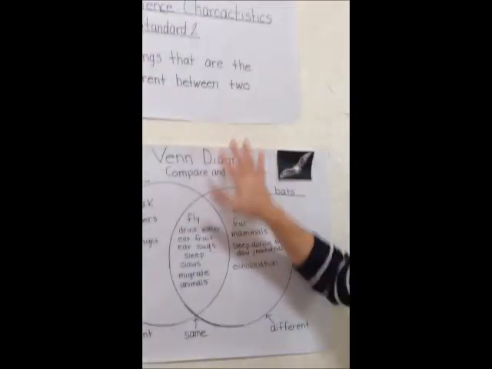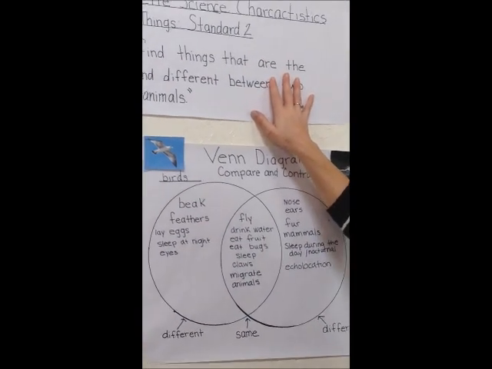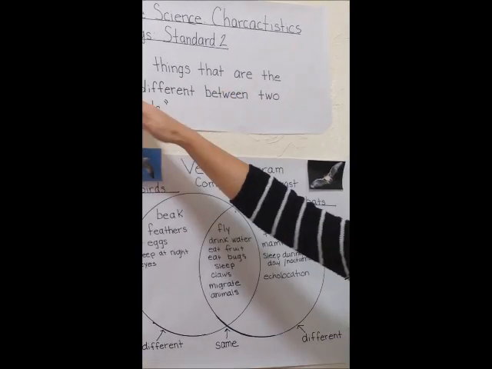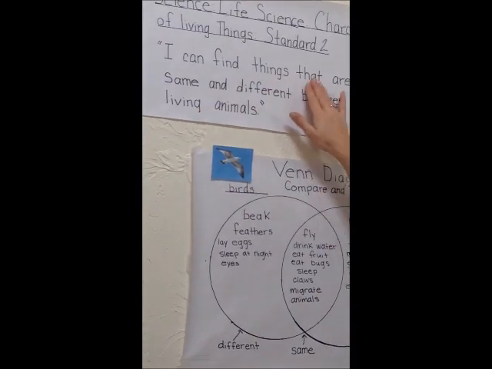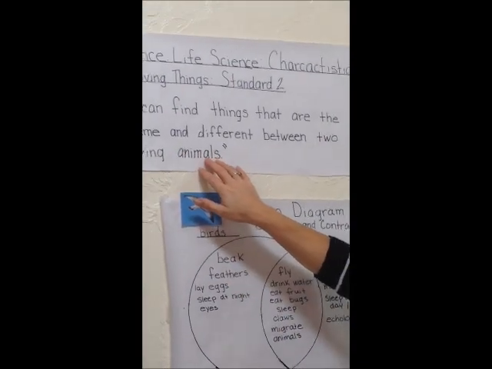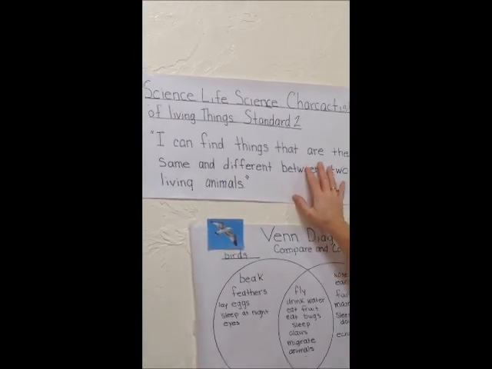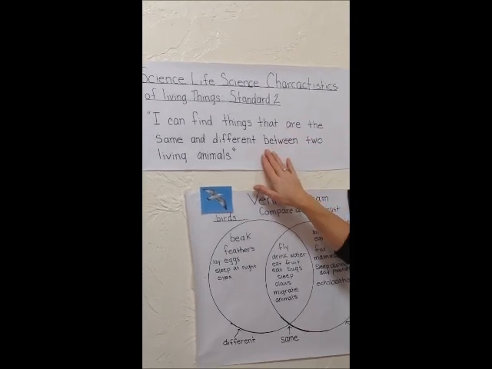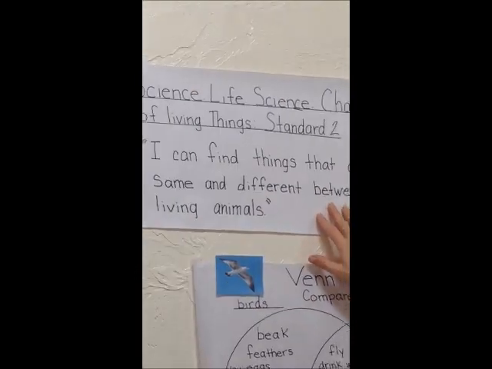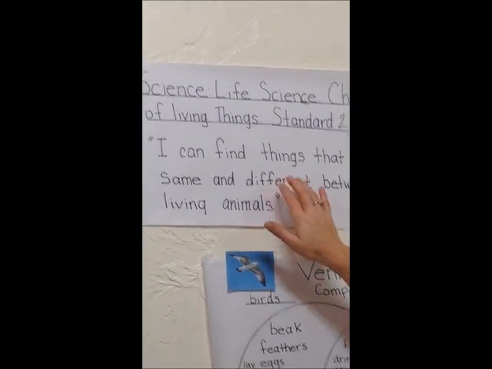So then I would go back to the lesson that I'm focusing on and the standard and repeat to them, I can find things that are the same and different between two living animals. And this objective is the same for English language learners. My hopes are that they'll be able to use those new vocabulary words and understand what same and different is, like similar, and use other words too.